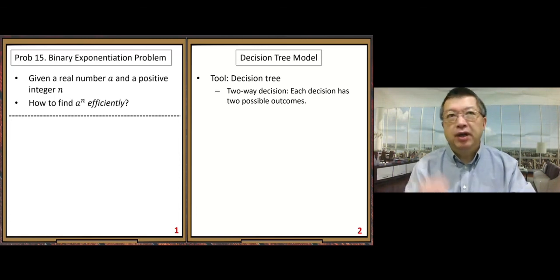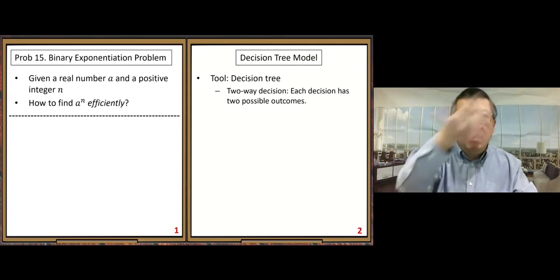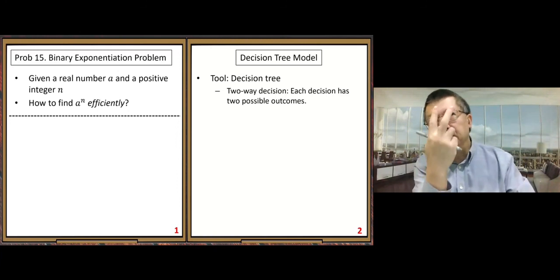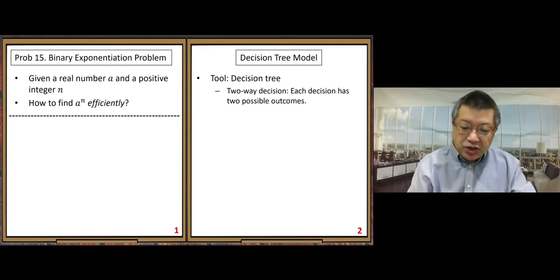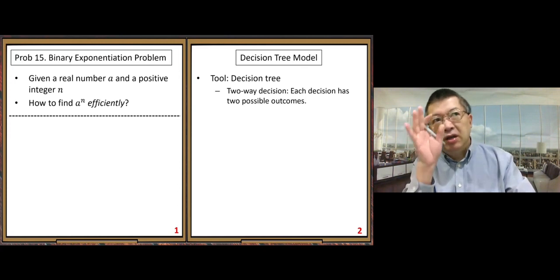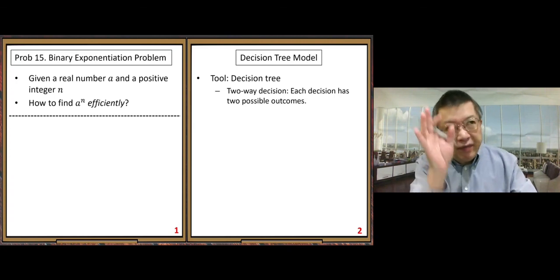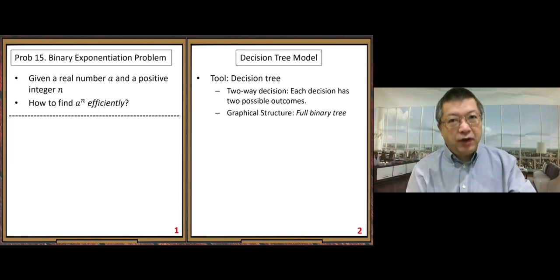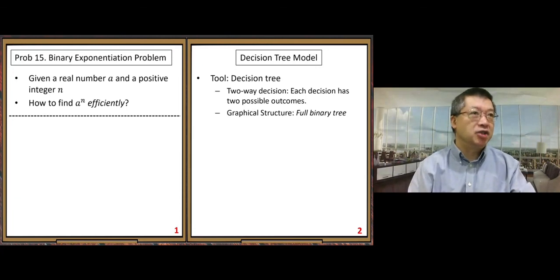More than two. When you make a decision, there are several possible cases. Here, we only look at two possible cases. So two-way decision. Each decision has two possible outcomes. That is the most commonly used decision type, so we just look at this simplest type. Its graphical structure we call a full binary tree, a special binary tree.